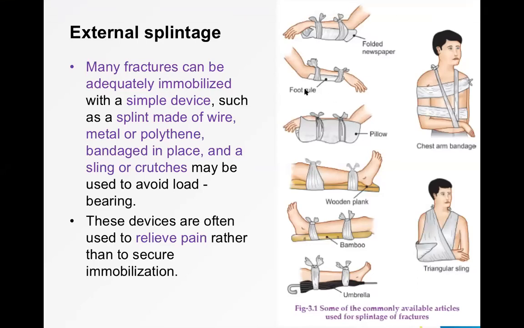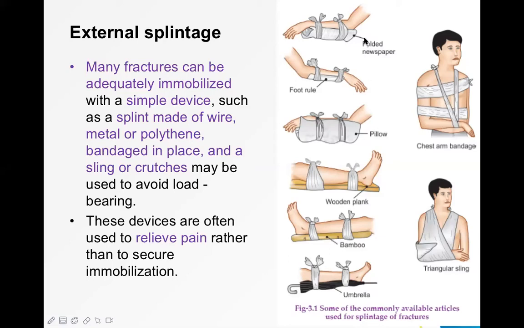Let's talk about external splintage now. External splintage means we immobilize the fracture from outside. Now, what are the different ways of doing it? Many fractures can be adequately immobilized with a simple device, which you can see here in the picture. That device or splint may be made up of wire. It may be made up of metal or polythene, or it may be a sling or crutches.